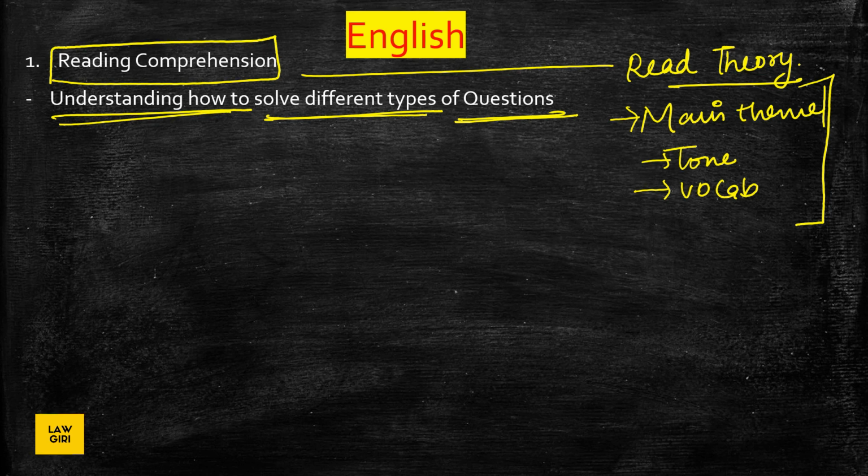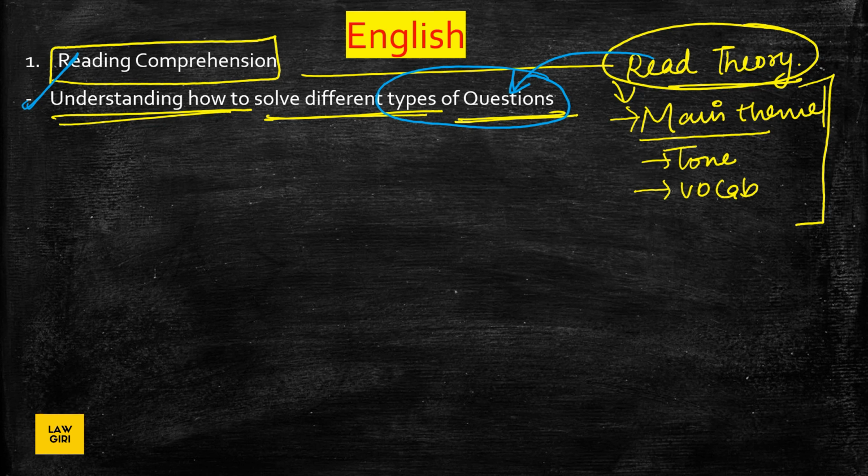If you get to know how to solve those questions, because what happens is we think the main theme means this, but actually they are asking something else. So if we read the theory properly and understand how to solve different types of questions, we'll be in a better position to solve reading comprehension. You're good with English, you're bad with English, hardly matters. If you understand how to solve different types of questions, and if you start working on your vocabulary from today itself, I'm 101% sure you'll be a pro when it comes to solving RCs.